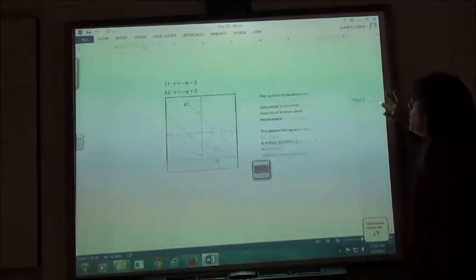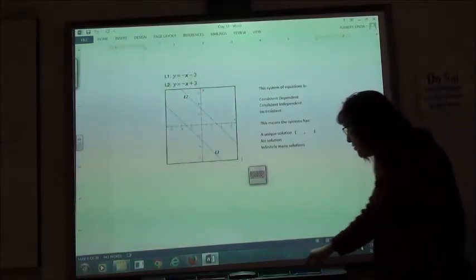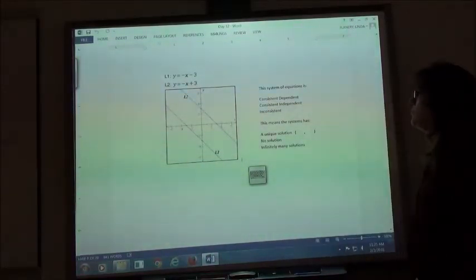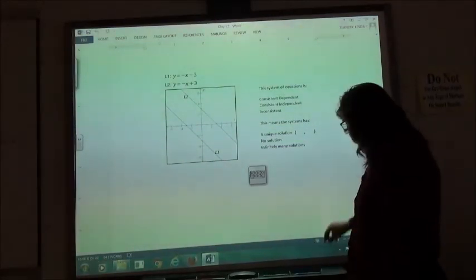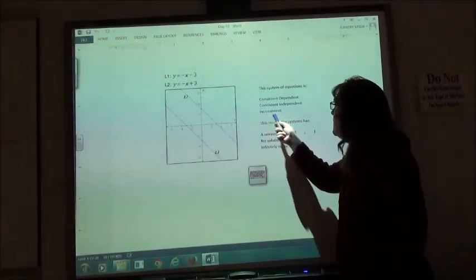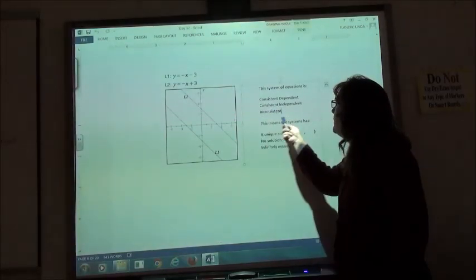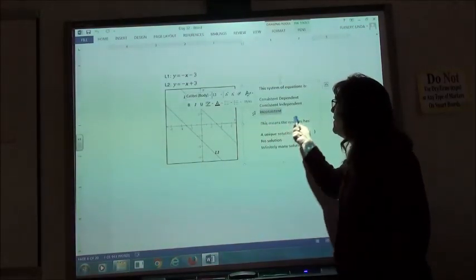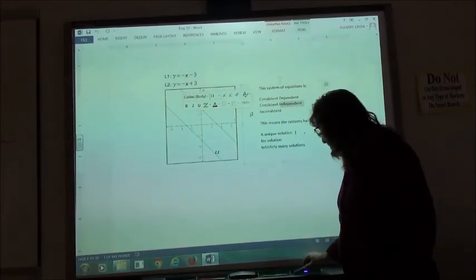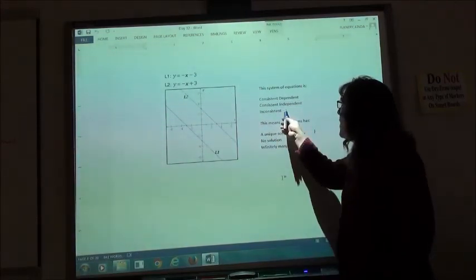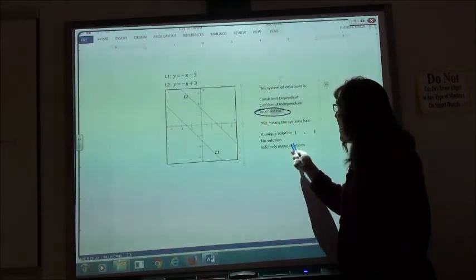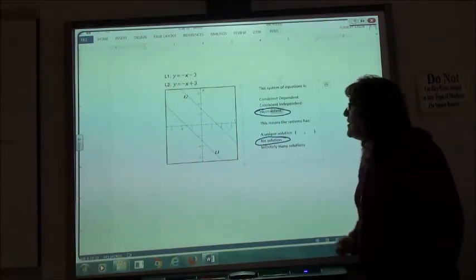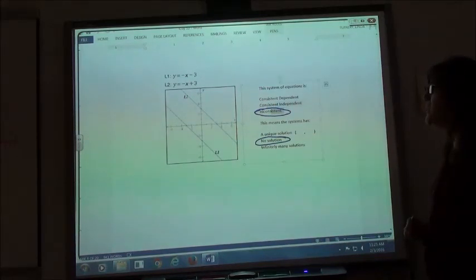And the last one of these kind is the one here where we have those two lines that are parallel to each other. If we have two lines that are parallel to each other, those are the ones that are inconsistent, and have no solution. Since those two lines are not going to touch each other, my two equations won't have anything in common.